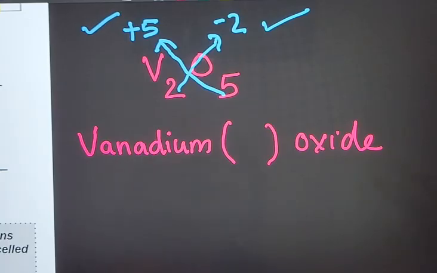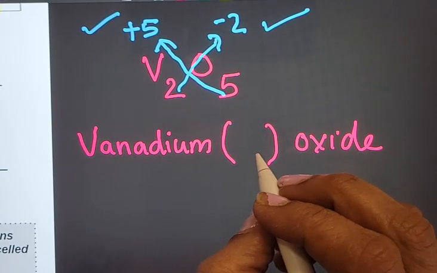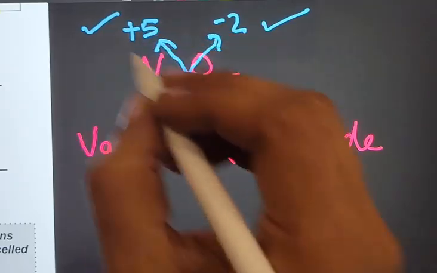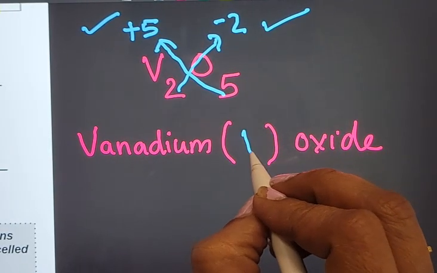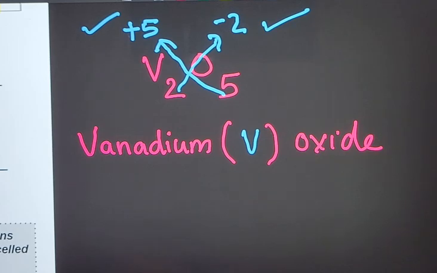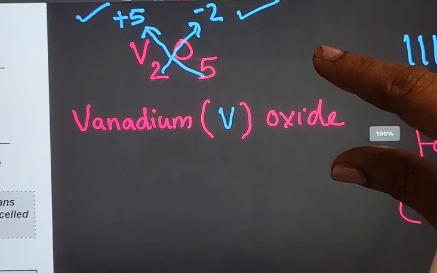What is the oxidation state of vanadium now? 5. How will you write that in Roman numeral? So your name is vanadium 5, not V, no, vanadium V oxide. Good? Okay, now I'm going to show you the same with a different variation, okay?